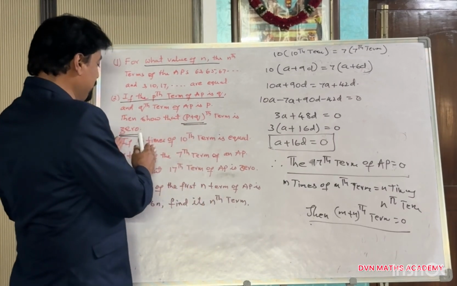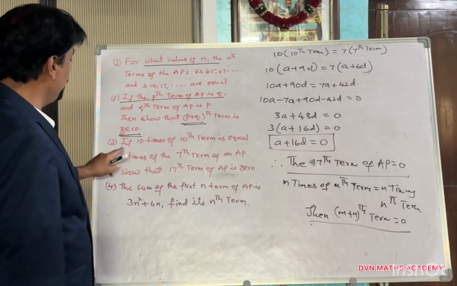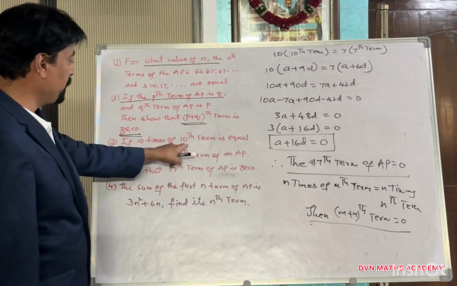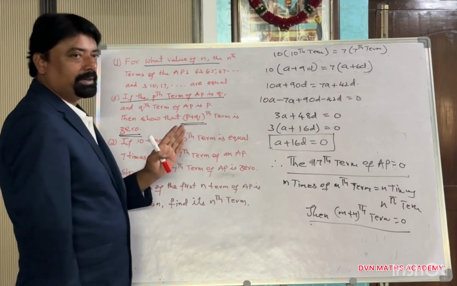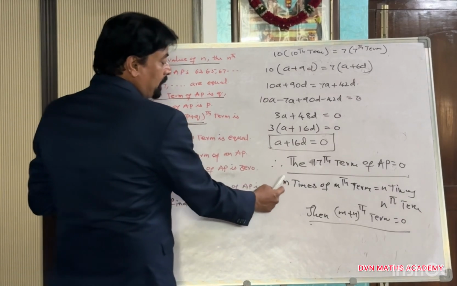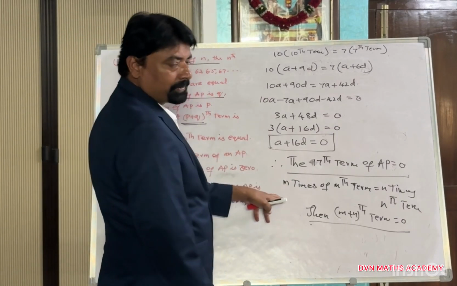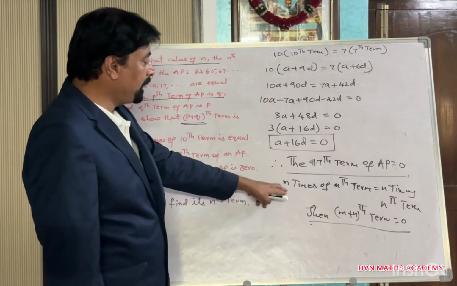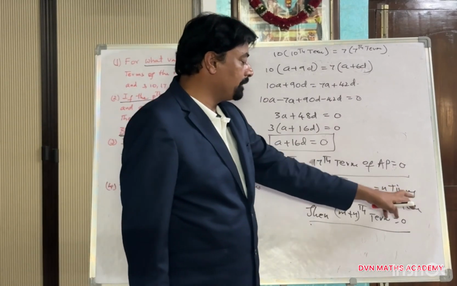So this type of question you will also get in the exam. So this is very important. Sometimes they will give this question directly: 10 times the 10th term is equal to 7 times the 7th term. How to prove this question I will explain in the next class. M times the mth term is equal to n times the nth term.